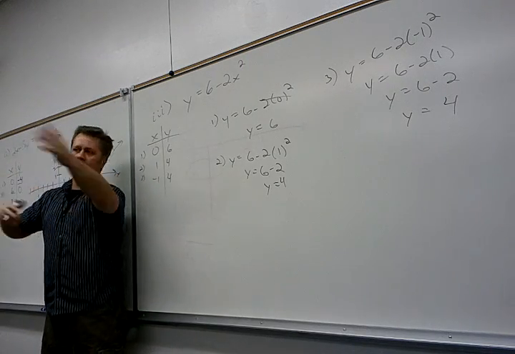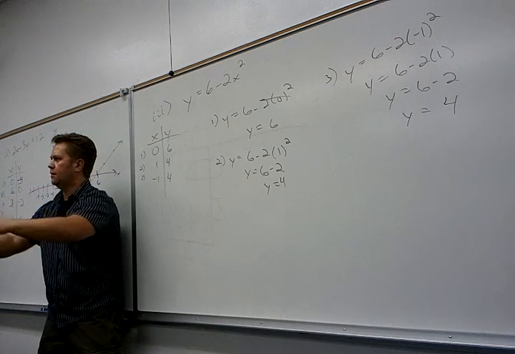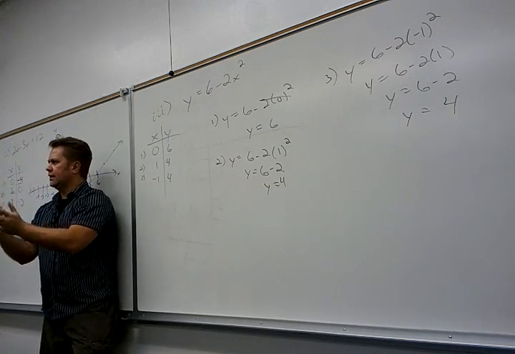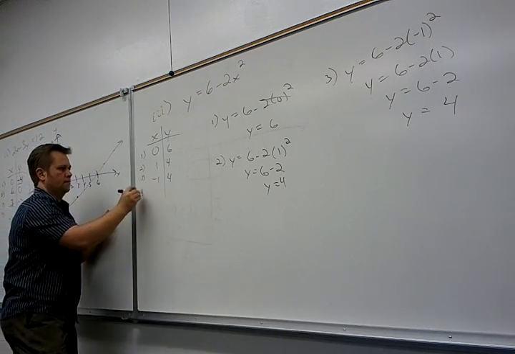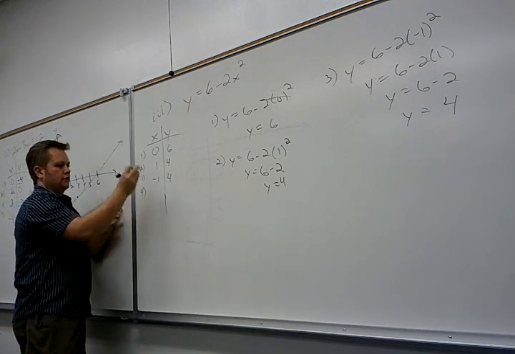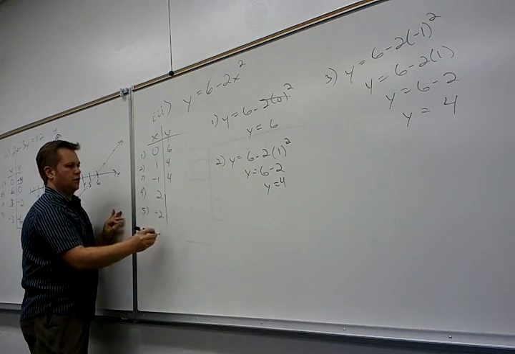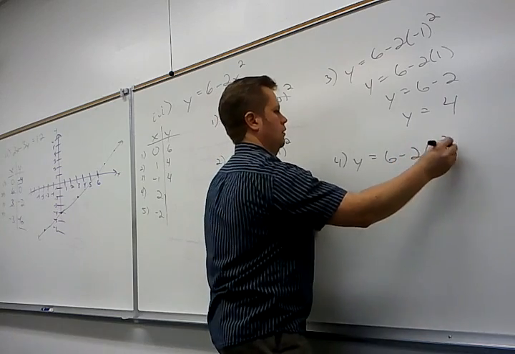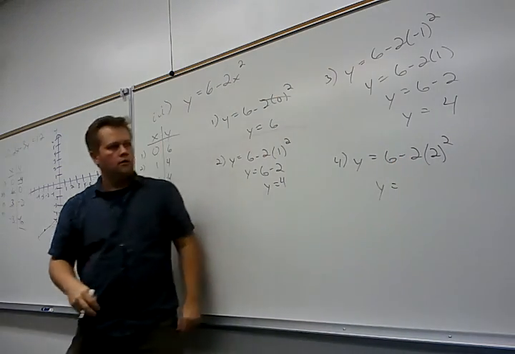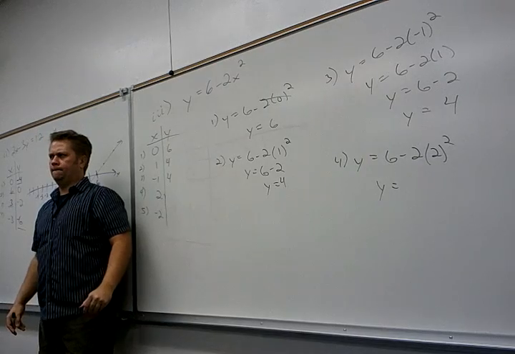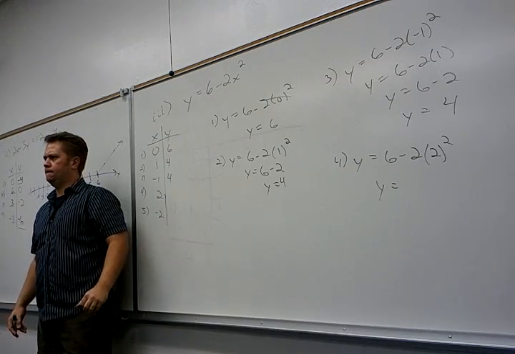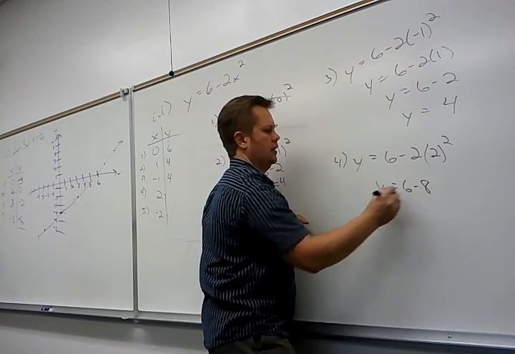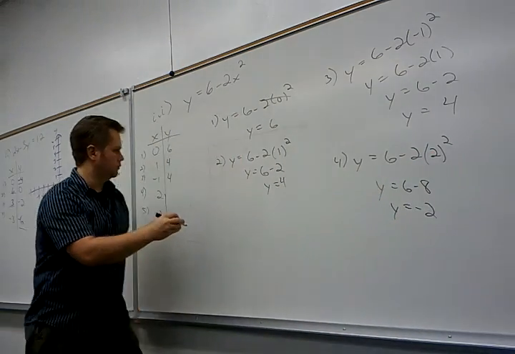Negative 3 squared is 9. Positive 3 squared is 9. The equation is going to give you the same answer. So my graph is going to show that somehow. Visually, I'm going to see that happening. And then finally, let's do 2 and negative 2, just to make sure what's going on here. Good. So 2 squared is 4, times 2 is 8, 6 minus 8, negative 2.